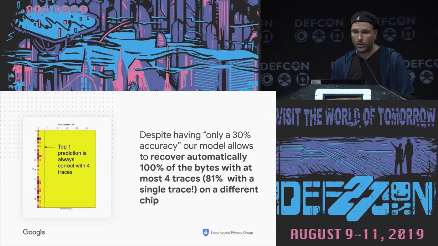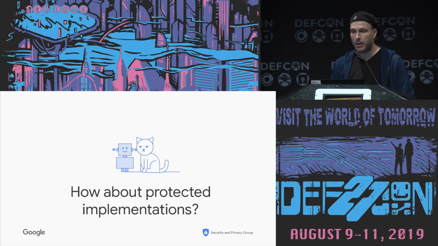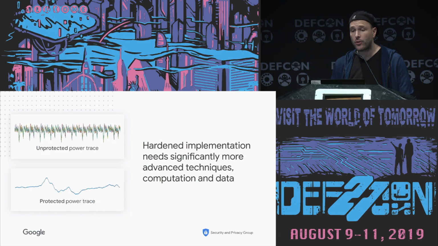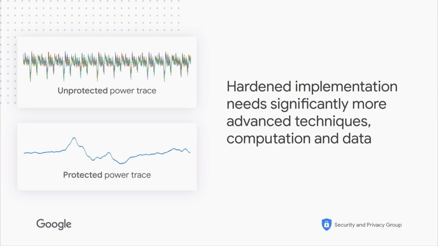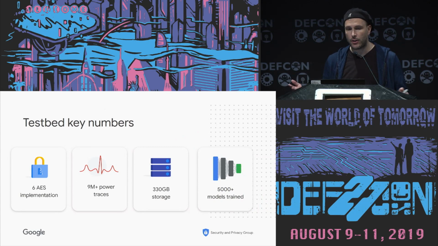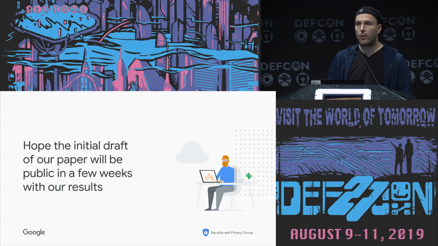To wrap up, because I think we have 2 minutes left, we also need to deal with protected implementations, which is not the focus of this talk but is a very active field of research. To deal with those, which have actually no pattern, you need something way more. That is what we are doing next: we have built a large data test bed with six implementations, including a few hardware and protected ones, collected over 9 million sample traces, and trained over 5,000 models. We hope to put all the results, all the models and all we learned into a paper soon, so you can reproduce our results and help us work on the next step.